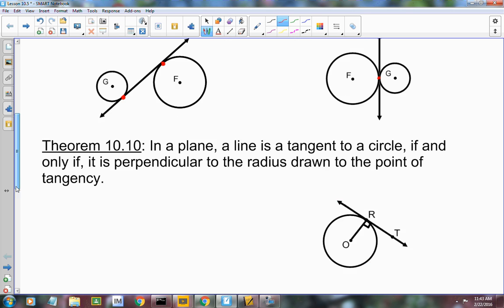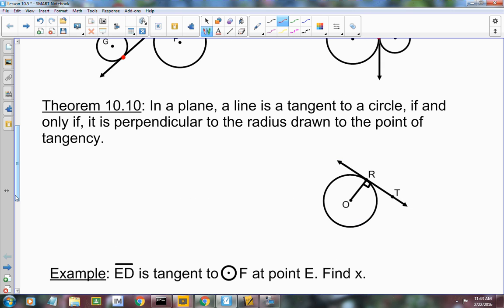Now we have a theorem, and the theorem states that in a plane, a line is tangent to a circle if and only if it is perpendicular to the radius drawn to the point of tangency. So if this line RT is tangent to circle O, and you draw a radius from O to that point of tangency, then those two lines are perpendicular to each other. Okay? They create a right angle.